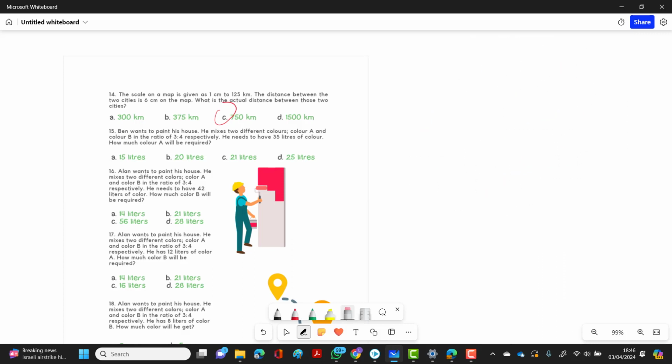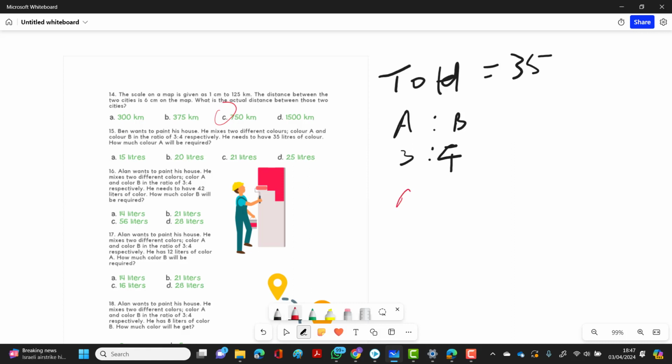Number 15: paint this house, mixes 2 different colours, colour A and colour B, in a ratio of 3 to 4. So A, B, 3, 4. It needs to have 35 litres of colour. How much colour A will be required? Oh, right. It's got a total, so it's not a ratio question. It's a proportion question. So use ADM. So total is 35, and your A to B is in a ratio of 3 to 4.